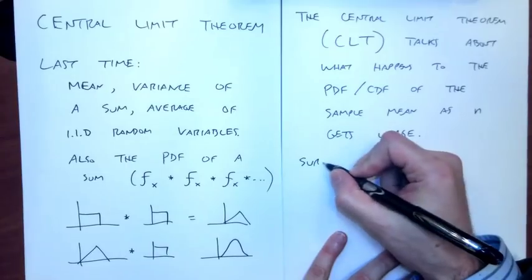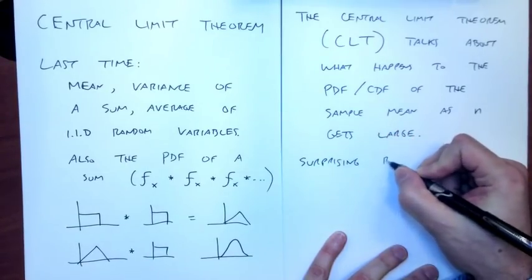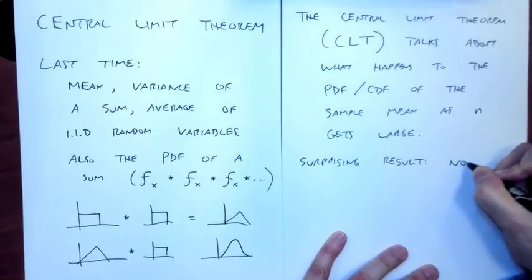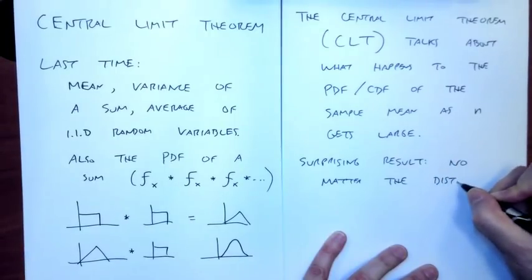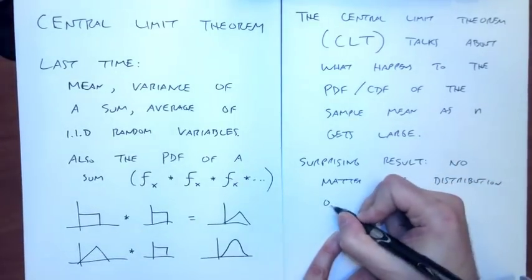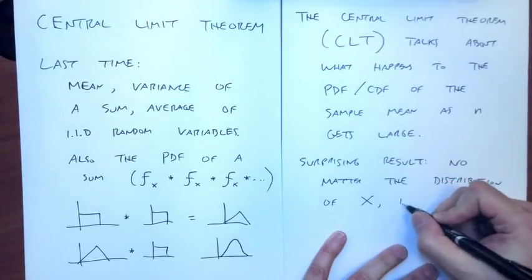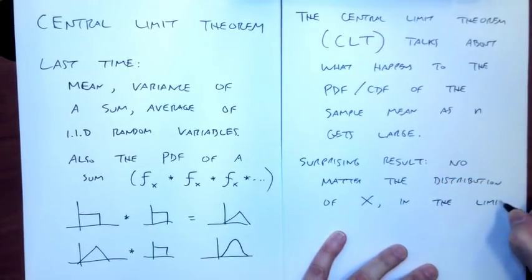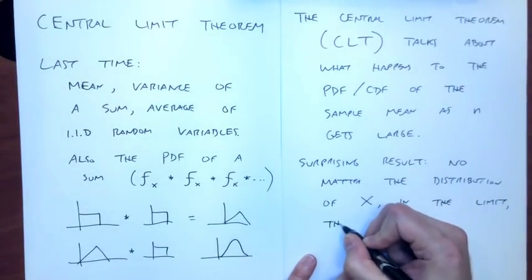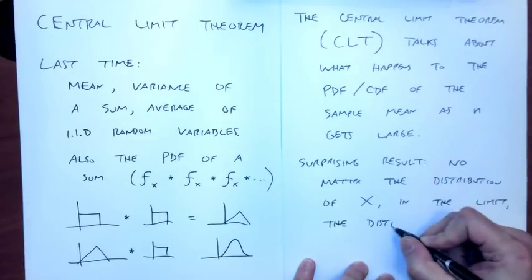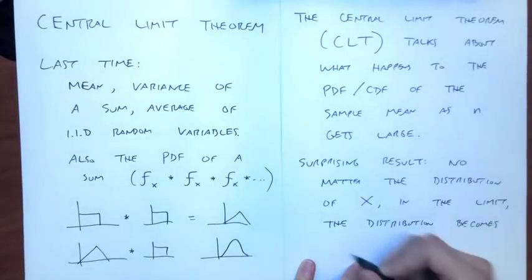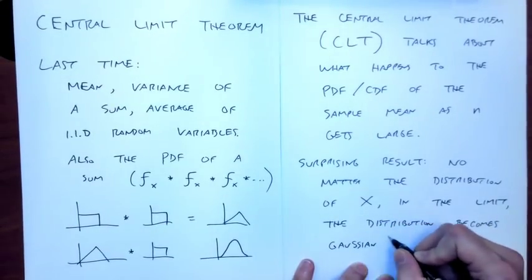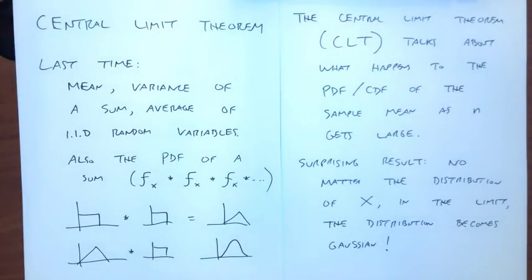The surprising result, I'll even write down that it's a surprising result. No matter the distribution of xi of each of the random variables, in the limit, the distribution becomes Gaussian. Exclamation point, right? In a certain sense. And I'm going to describe for you exactly what sense that is, okay?